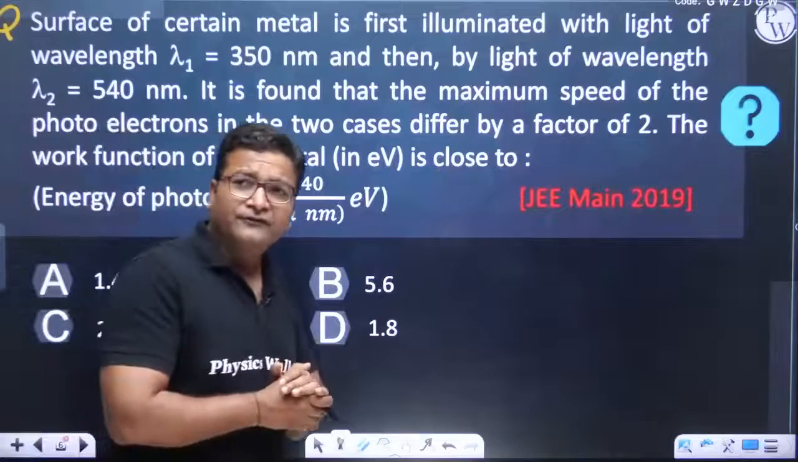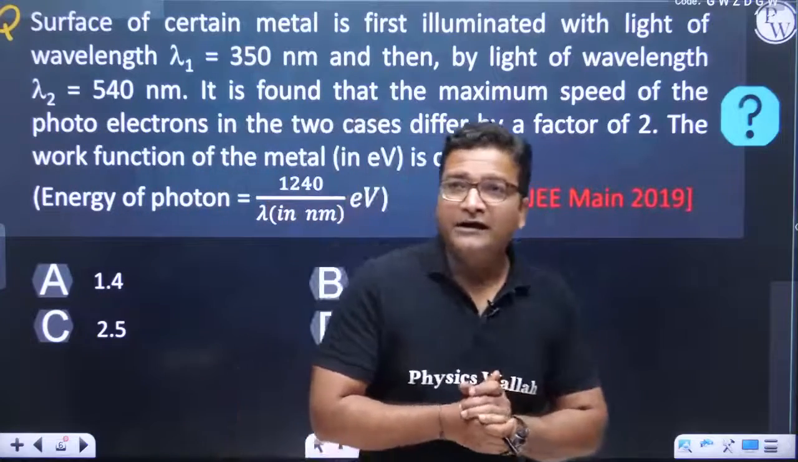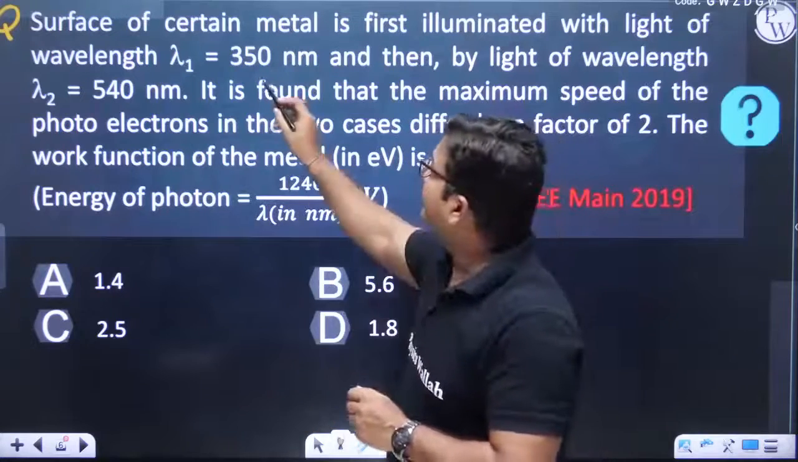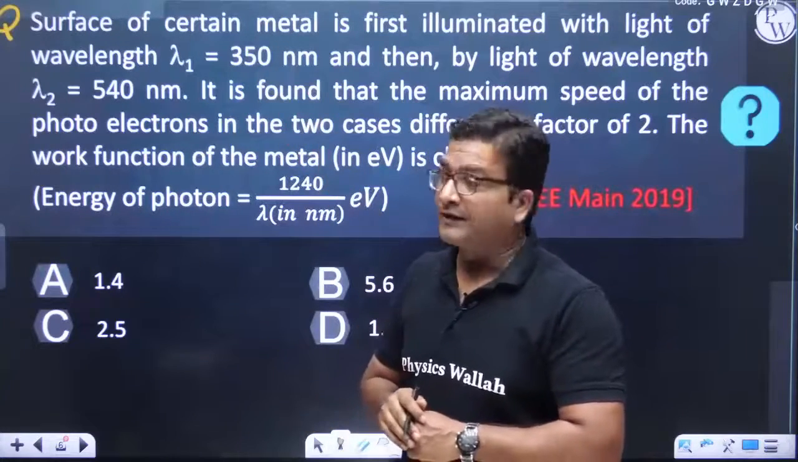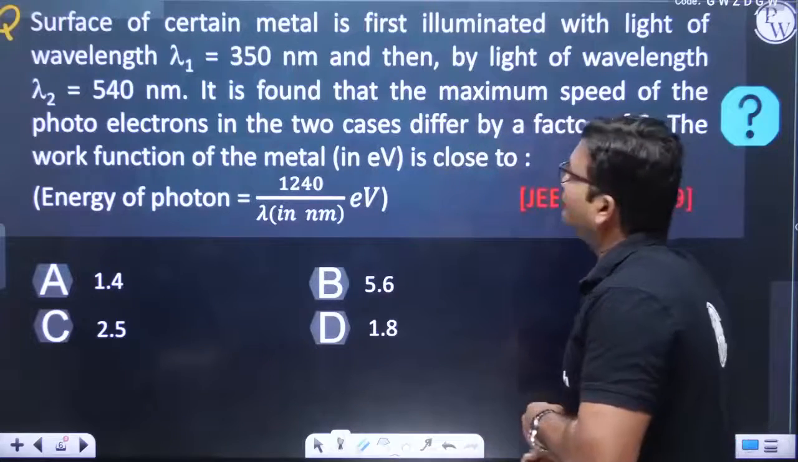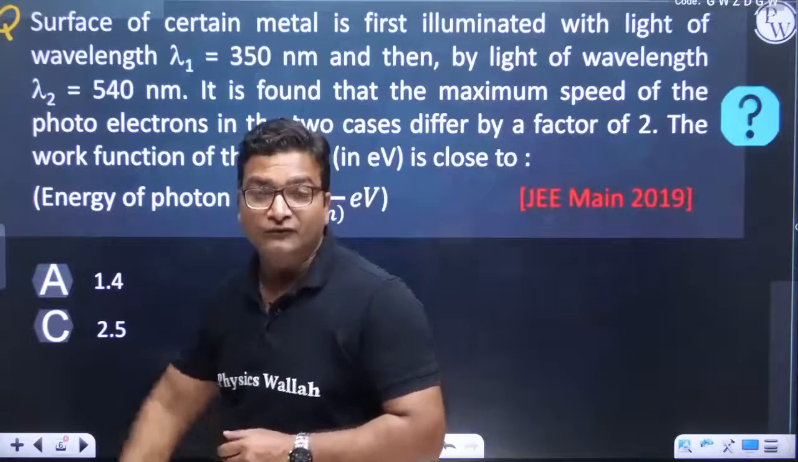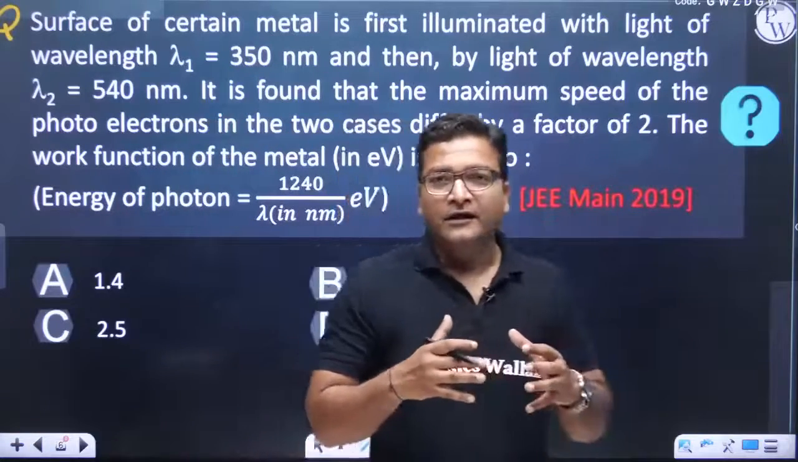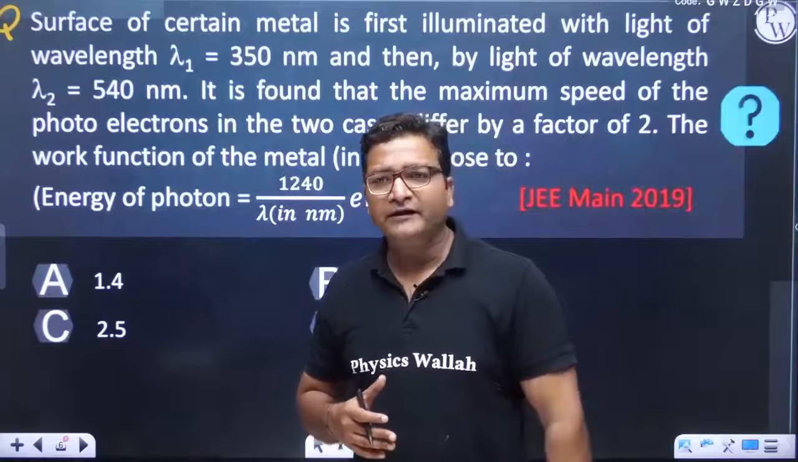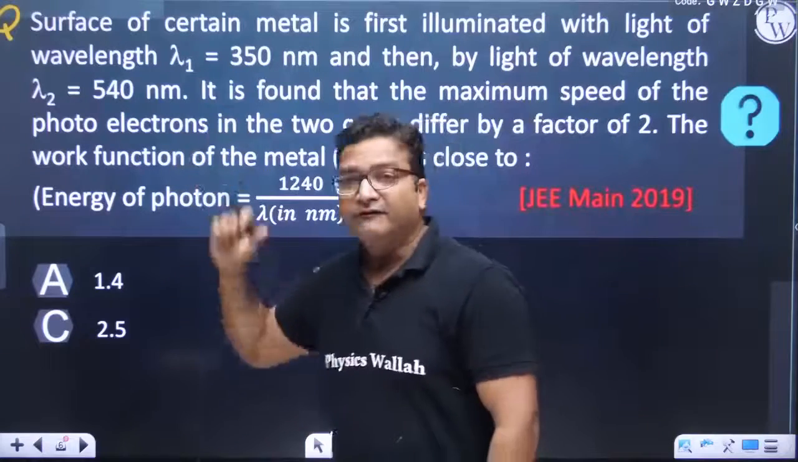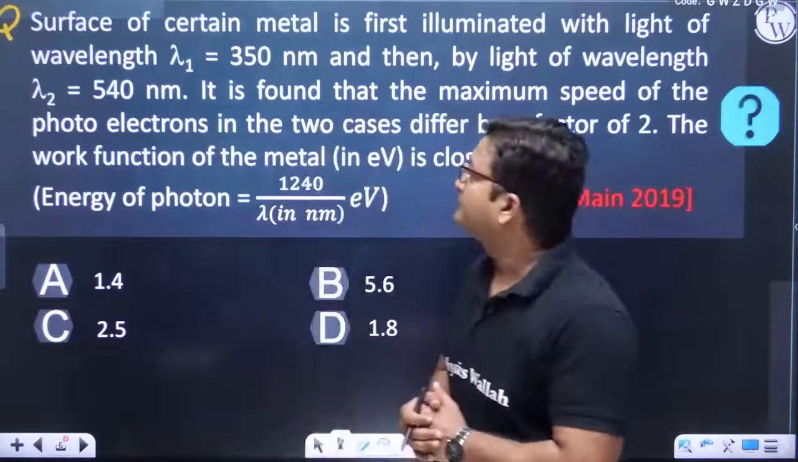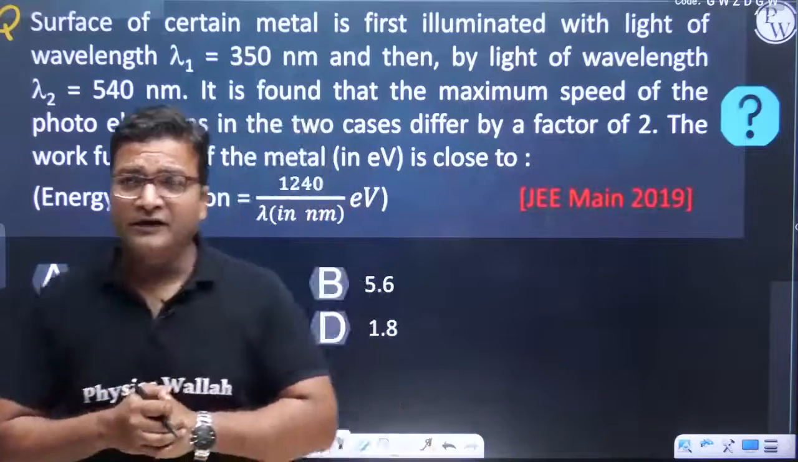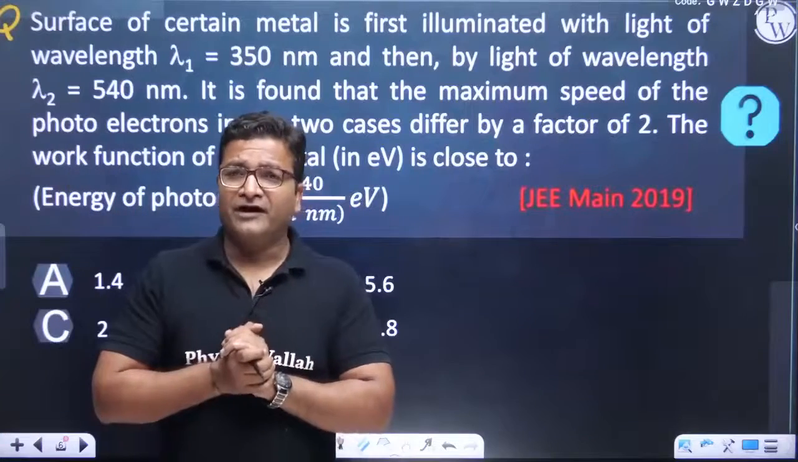Here we have a surface of a certain metal, and it is illuminated with light of wavelength lambda 1, which is 350 nanometer, and then by light of wavelength 540 nanometer. So initially we make this incident with the lesser wavelength of light, and then with the higher wavelength of light. It is found that the maximum speed of photoelectrons in the two cases differ by a factor of 2.